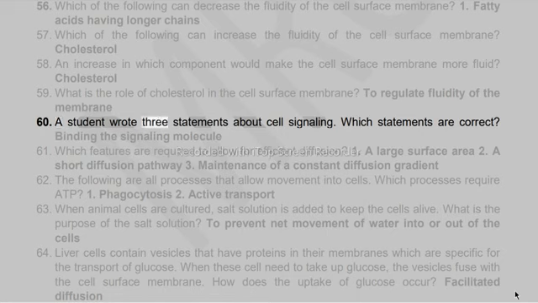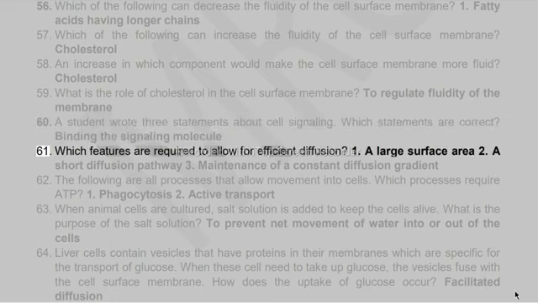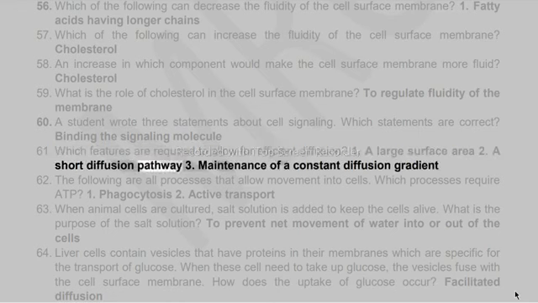60. A student wrote 3 statements about cell signaling. Which statements are correct? Binding the signaling molecule. 61. Which features are required to allow for efficient diffusion? 1. A large surface area. 2. A short diffusion pathway. 3. Maintenance of a constant diffusion gradient.